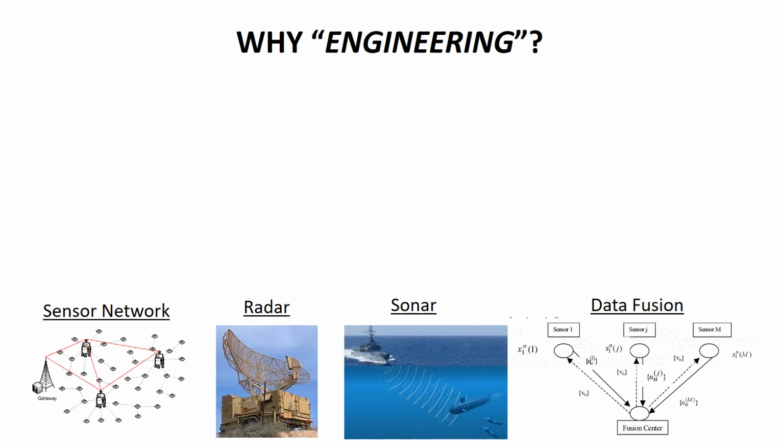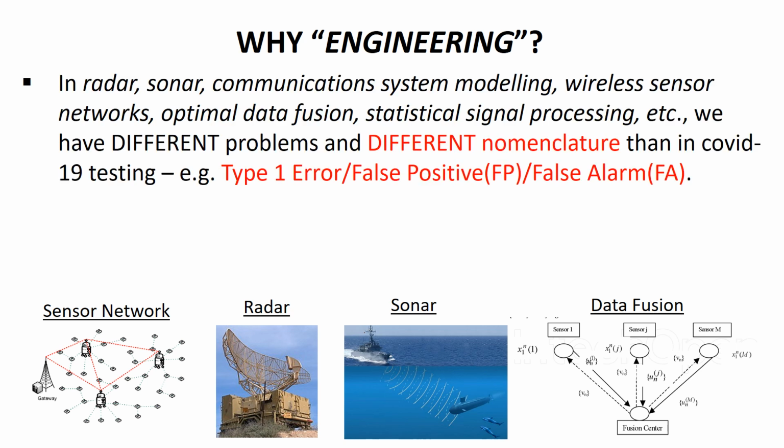So why engineering? The answer is that in applications like sensor networks or radar or sonar or data fusion that I've worked in, we have different problems and different nomenclature than in COVID-19 testing. But a lot of the maths is similar. For example, statisticians talk about type 1 error. Epidemiologists might talk about a false positive. And in sensor networks, we might talk about false alarm. They all mean exactly the same thing.